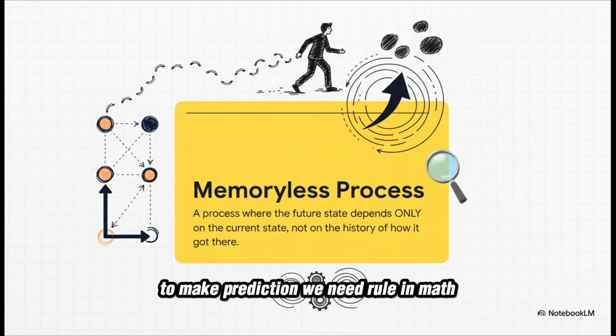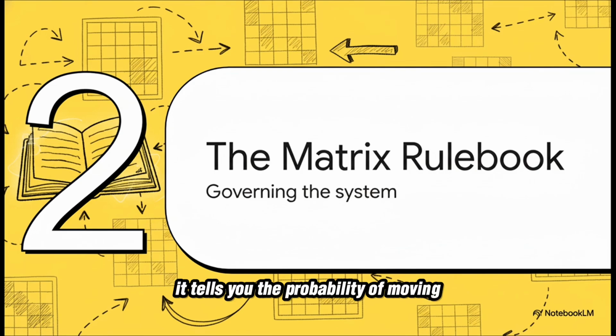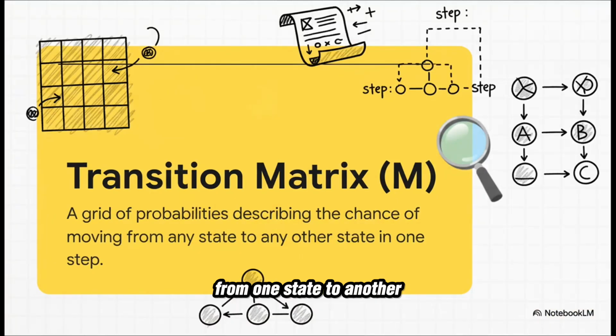To make predictions, we need rules. In math, we represent these rules using something called a transition matrix. Think of it like a cheat sheet. It tells you the probability of moving from one state to another. It is a simple table of probabilities.